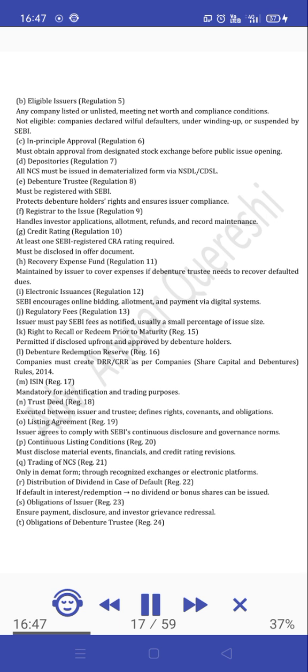Q. Trading of NCS, Reg. 21: Only in DEMAT form, through recognized exchanges or electronic platforms. R. Distribution of dividend in case of default, Reg. 22: If default and interest or redemption right arises, no dividend or bonus shares can be issued.